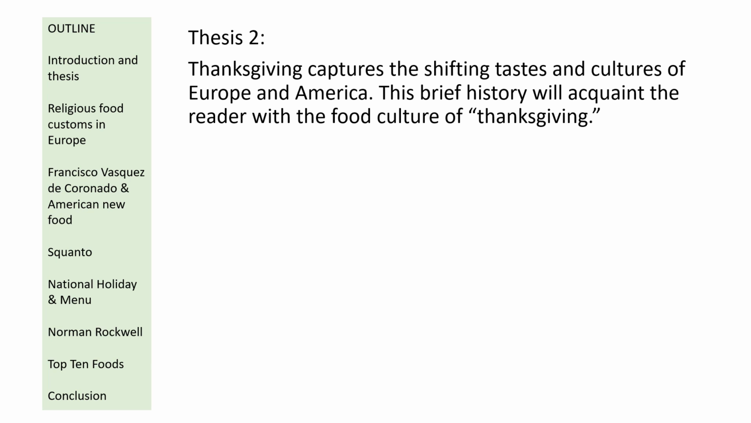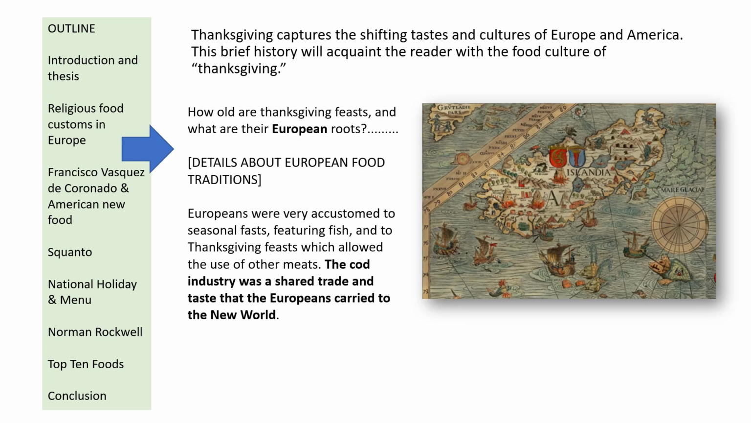So here's another version of this paper, but this time there's an emphasis on food. And you can see that I was able to use some of the previous structure, but I modified it as I went along to argue something slightly different. And you can see the outline looks a little different on the left there. So I'm going to bring in the cod industry, which is how Europeans handled the fasting that was required by the church. So instead of having feasts being very common, I have the cod industry as a shared trade and a taste that Europeans carried to the New World. And indeed, they went there to do some fishing as well as other things.